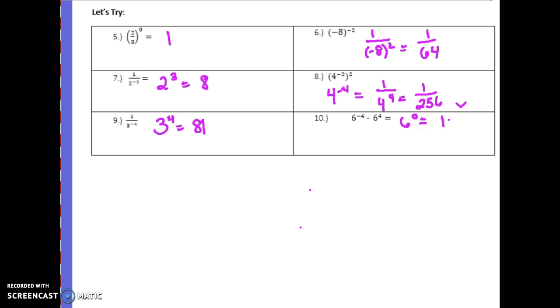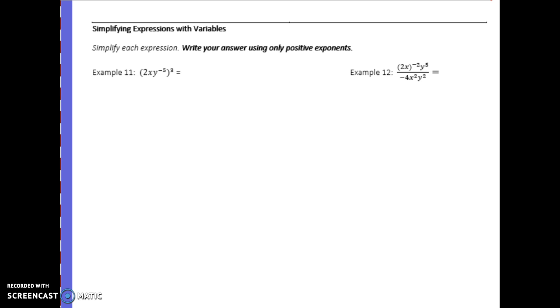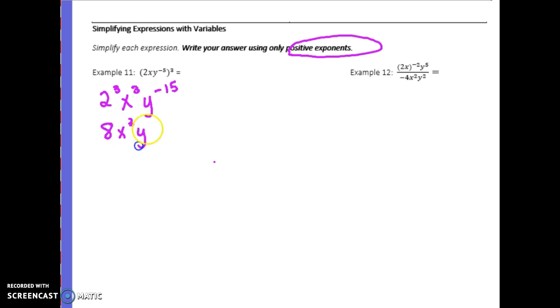Okay, so we're going to mix it together with some of the rules that we've had in the last couple of days, and we're going to simplify each expression. And we can write our answer using only positive exponents. So example 11, I start out and I notice that I've got a 3 on the outside of the parentheses. Pay close attention to where the parentheses are. The coefficient 2 is going to be raised to the third power. My factor of x is going to be raised to the third power. My y is going to be to the negative 15 power. Now evaluate 2 to the third and I get 8. x to the third, y to the negative 15.